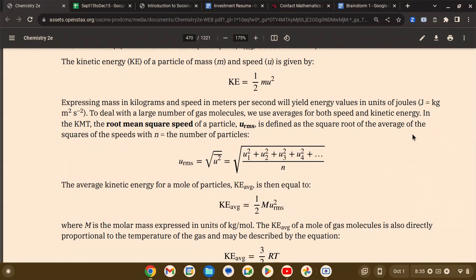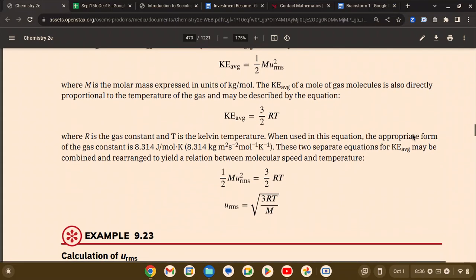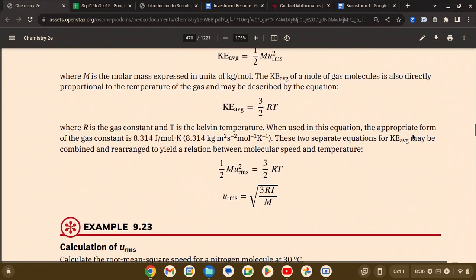To deal with a large number of gas molecules, we use averages for both speed and kinetic energy. In the KMT, the root mean square speed of a particle, u_rms, is defined as the square root of the average squares of the speeds, with n equal to the number of particles. And there's that equation. The average kinetic energy for a mole of particles is then equal to that equation, where m is the molar mass, expressed in units of kilograms per mole.